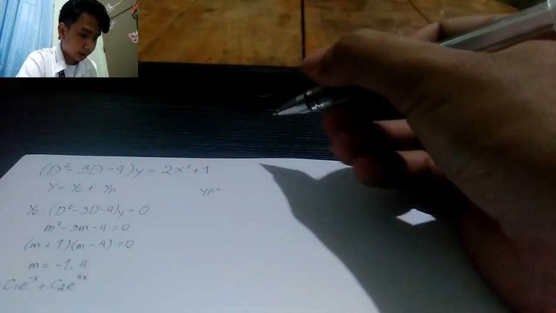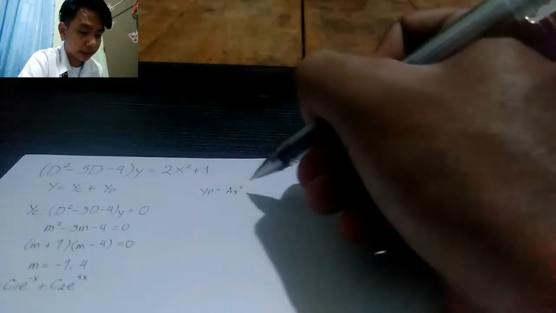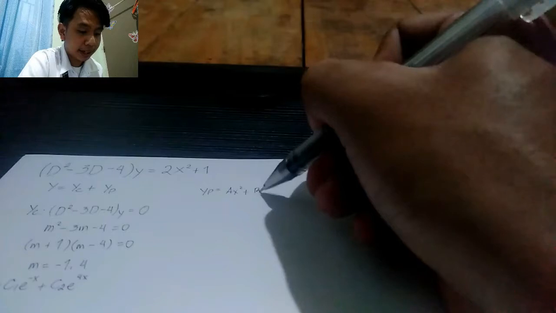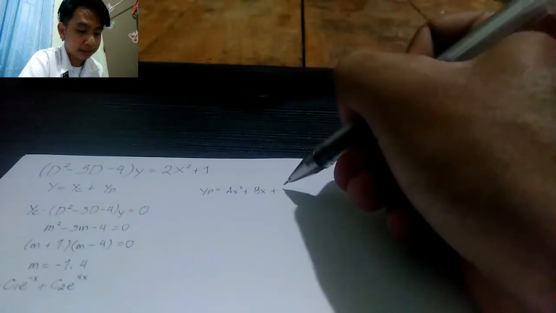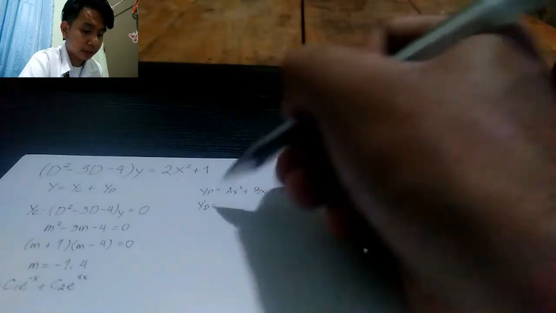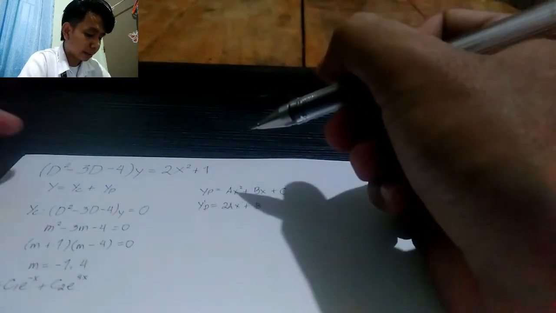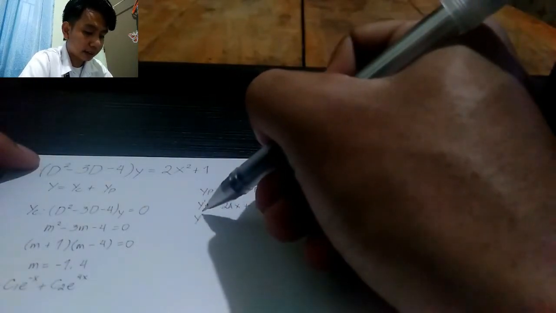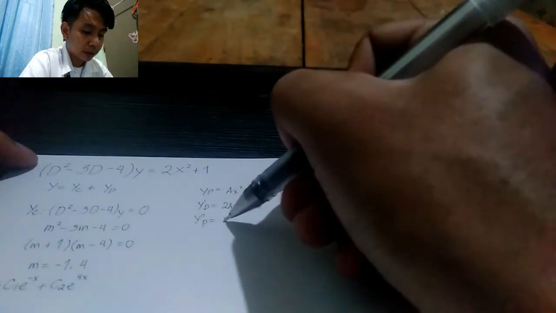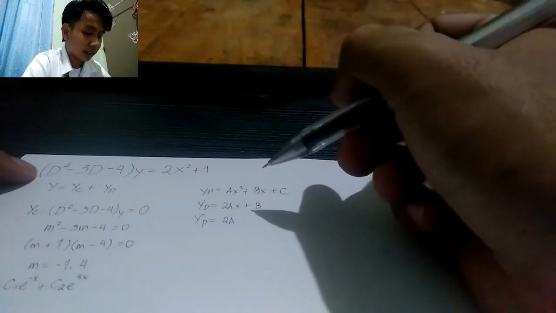So, makikita natin na mayroong x squared. 2x squared siya. So, gamitin natin yung ax squared plus bx plus c. And derive natin. So, y prime p is equals to 2ax plus b. Since second derivative dito, so kailangan natin ng second derivative, 2a. Then, i-plug natin yung mga value na to dito sa original equation.